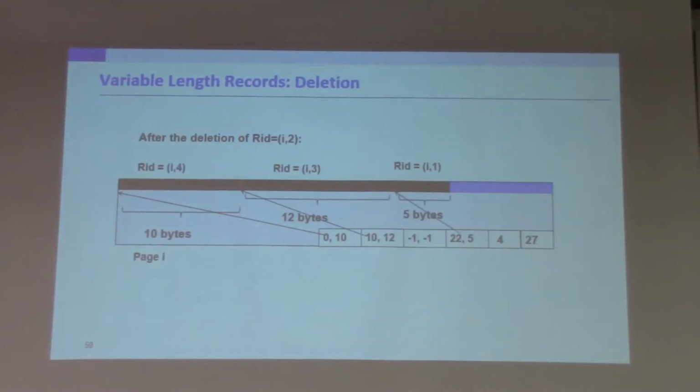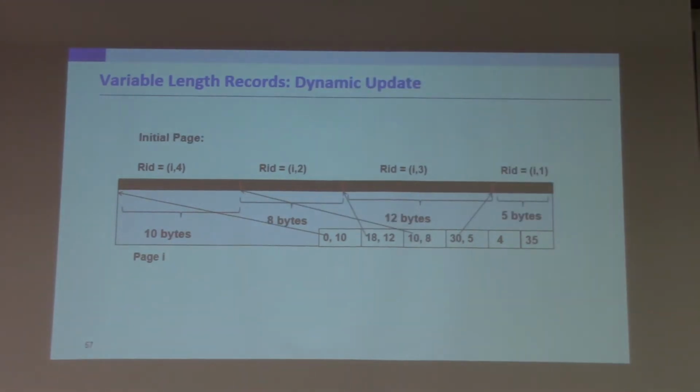Alright, let's do a deletion. So suppose I want to delete record 1 and 2, which is to delete this record right here. Okay, can someone tell me what's going to happen first? If I delete this, what is supposed to happen?